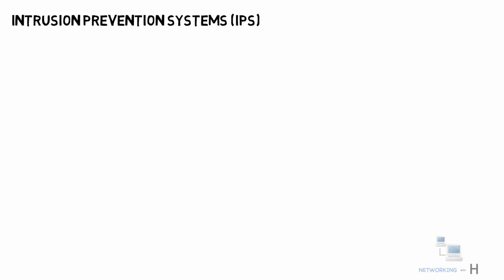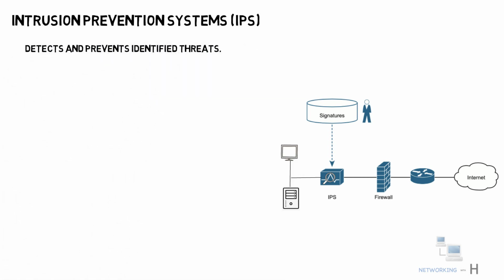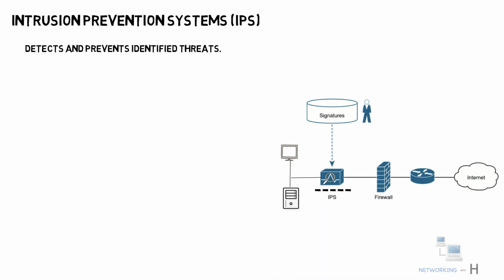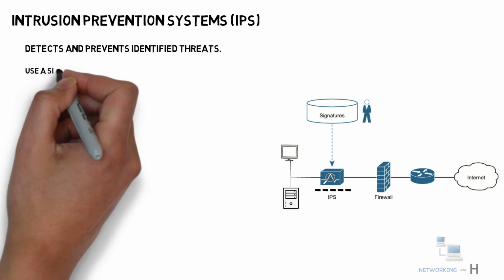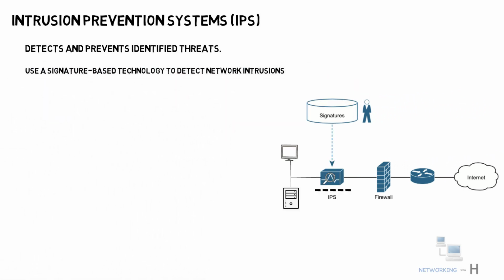Then let's look at the intrusion prevention system. It is a form of network security that works to detect and prevent identified threats. A traditional IPS can sit in the path that packets take through the network, and it can filter packets like a firewall, but it makes its decision with different logic. It uses a signature-based technology to detect network intrusions. A signature specifies the types of network intrusion that you want the sensor to detect and report.